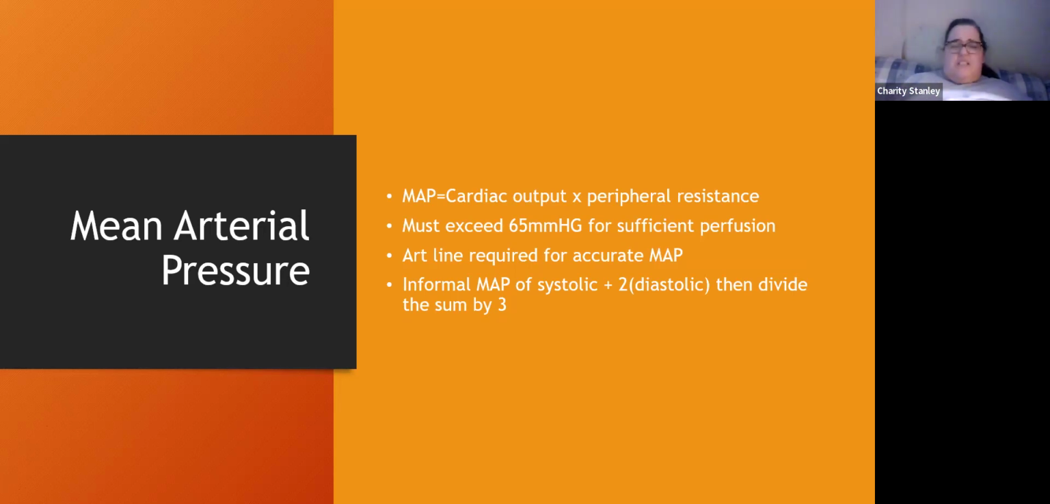If our patient is really struggling, then we're happy to have anything above 40 for kidney perfusion, okay? Now, with this, we prefer it to be over 60, over 65 for it to have sufficient perfusion.